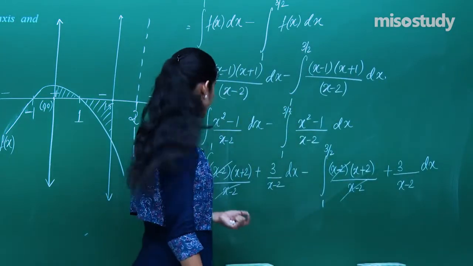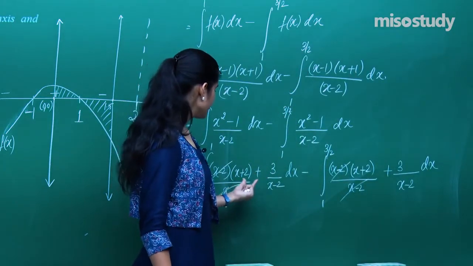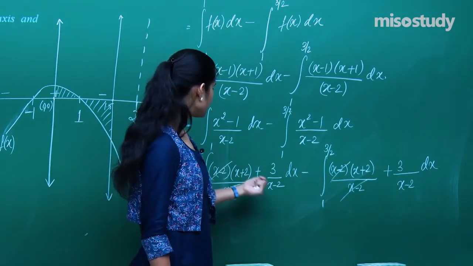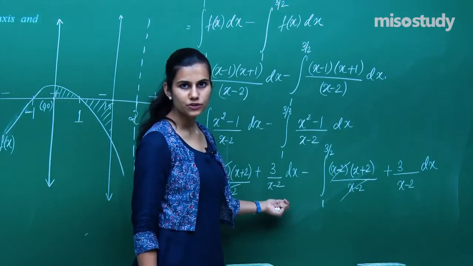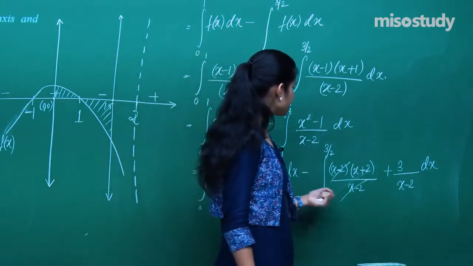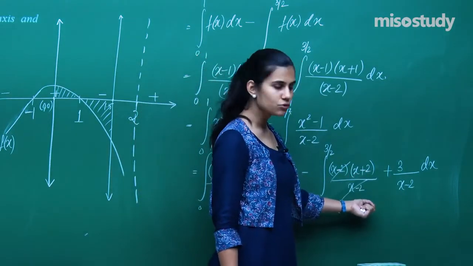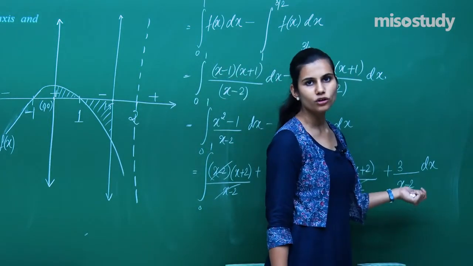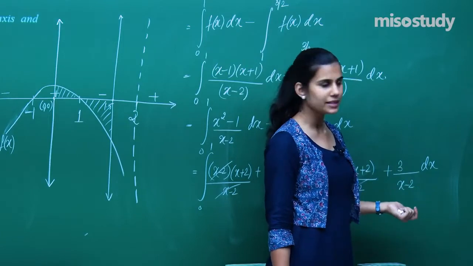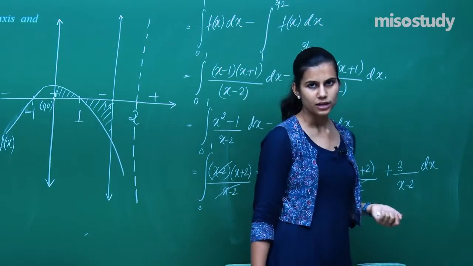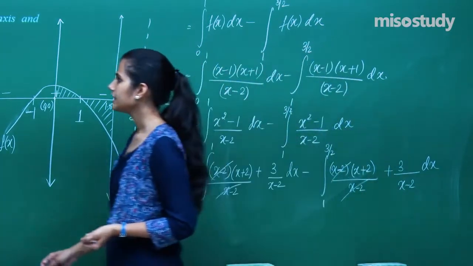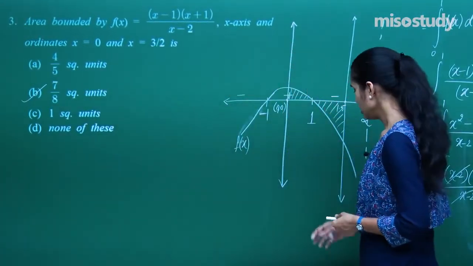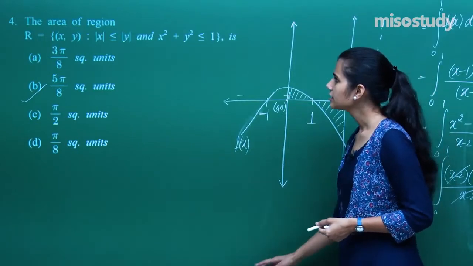Now things are pretty simple. Just a linear function x plus 2. This will become (x plus 2) whole square by 2, limits from 0 to 1. This will become 3 times log of (x minus 2), limits from 0 to 1, minus this is going to become (x plus 2) whole square by 2, limits from 1 to 3 by 2, and this is going to become 3 times log of mod of x minus 2, limits from 1 to 3 by 2. Very easily when you solve, you basically get 7 by 8 square units as your answer. Clear? Moving to the next question, let's see what it is.